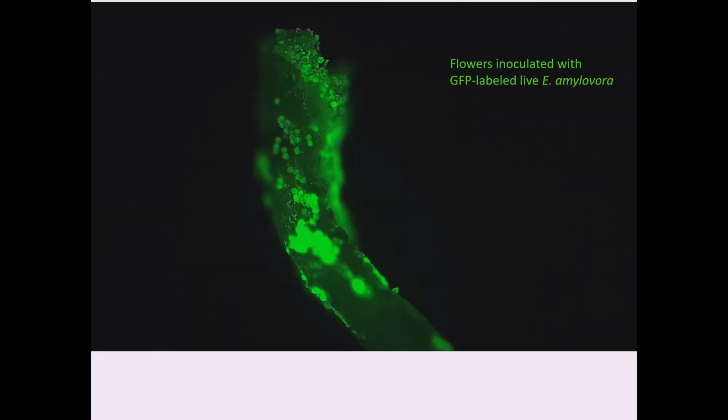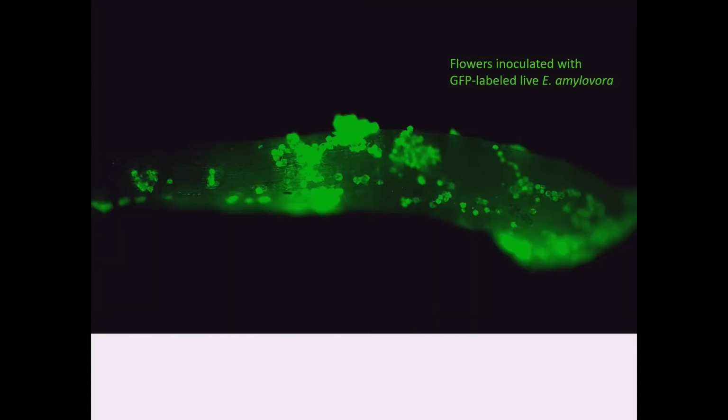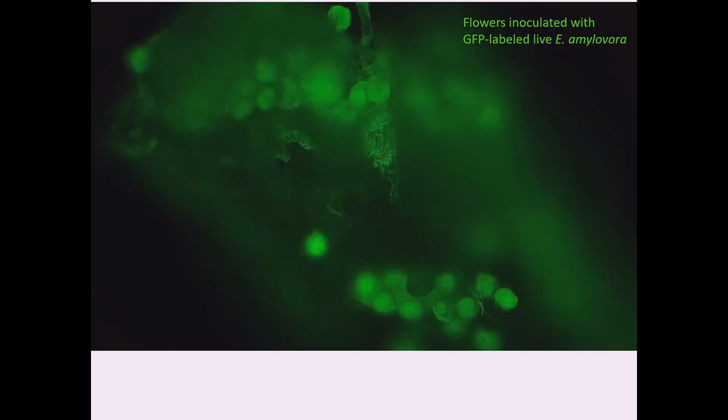We also used a different method to label the bacteria with green fluorescent protein. And we can see that those green-colored pollen grains are also observed when they are attached to the stigma.